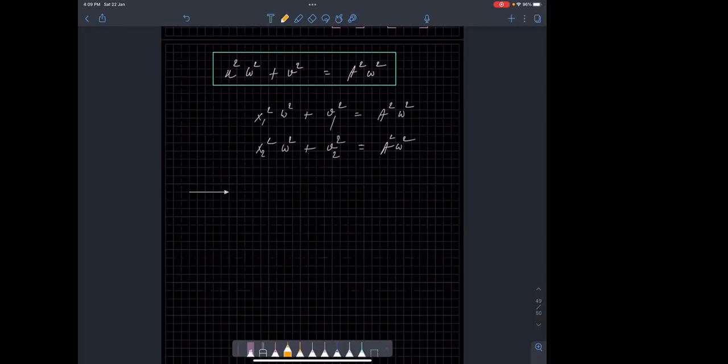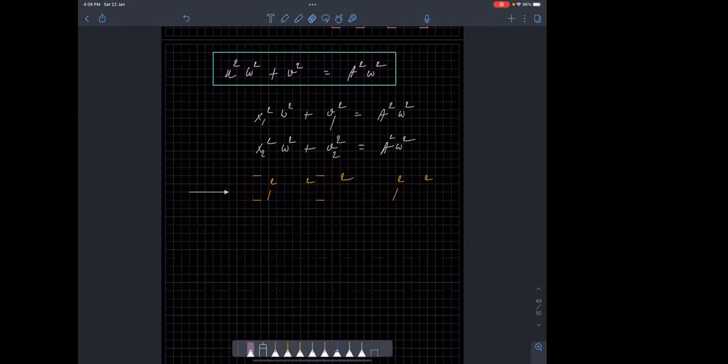Fine. So I'll write x1 square plus x2 square times omega square, plus v1 square plus v2 square.